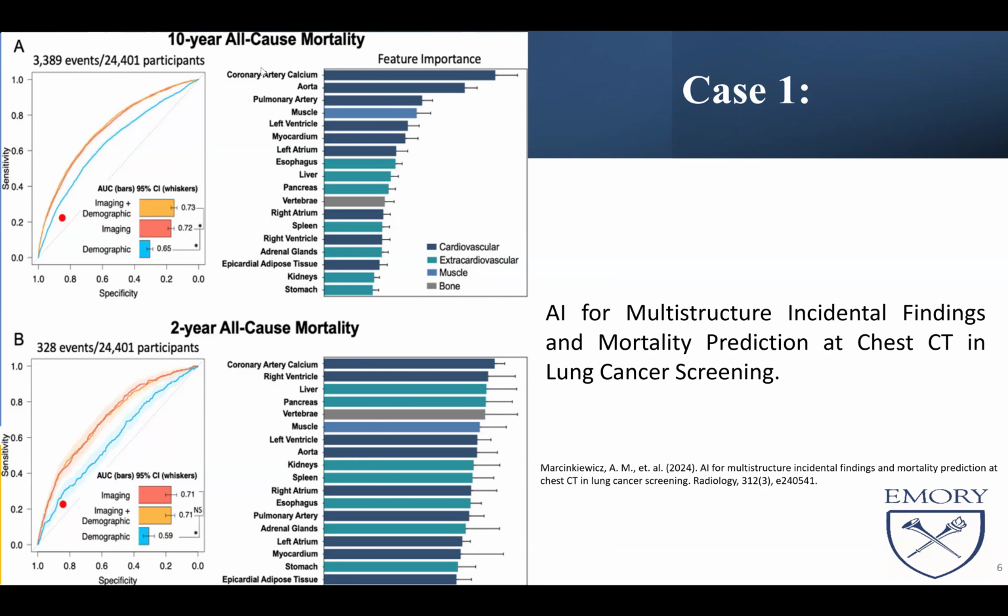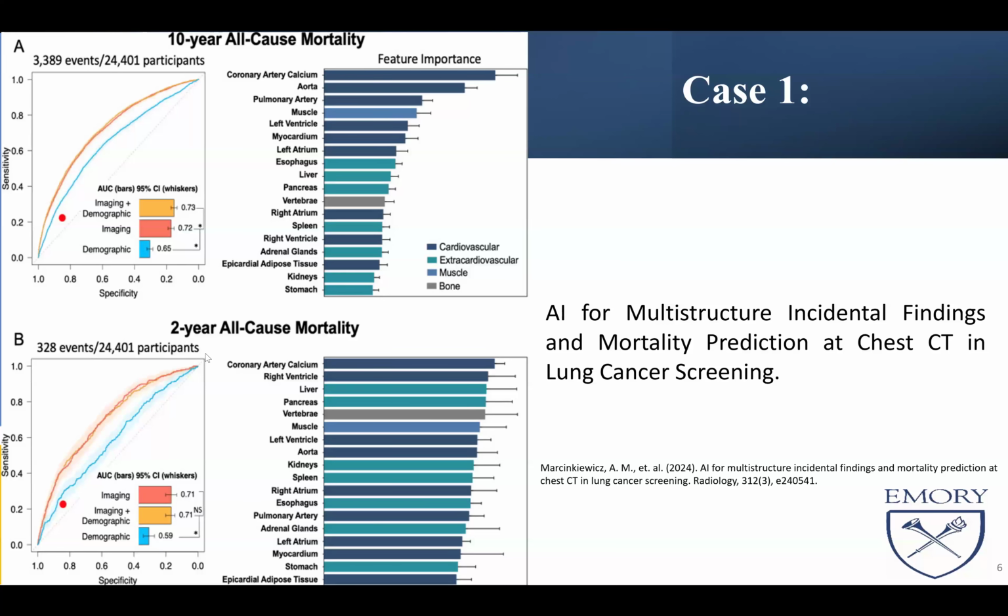So if you look at this, you see that they are telling you that the CAG is very important. The aorta is contributing really well. The pulmonary artery is contributing well. The liver also has contribution down to the stomach itself. So these are pretty much very much explainable.